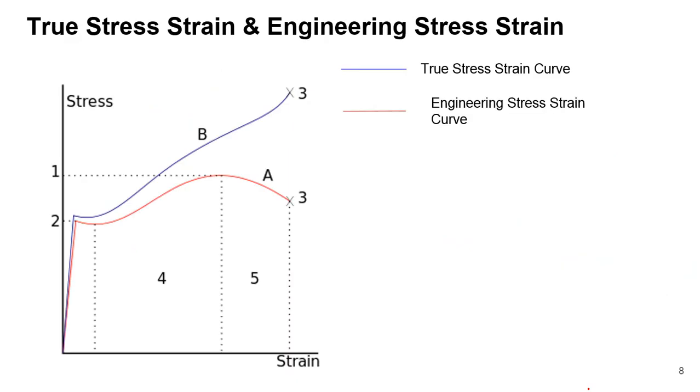Now we'll see the true stress strain and engineering stress strain diagram. In this diagram you can see that this is the typical engineering stress strain diagram we have seen, and this is the true stress strain diagram. True stress strain means that the engineering stress strain diagram is kind of an approximation. So what is the approximation?